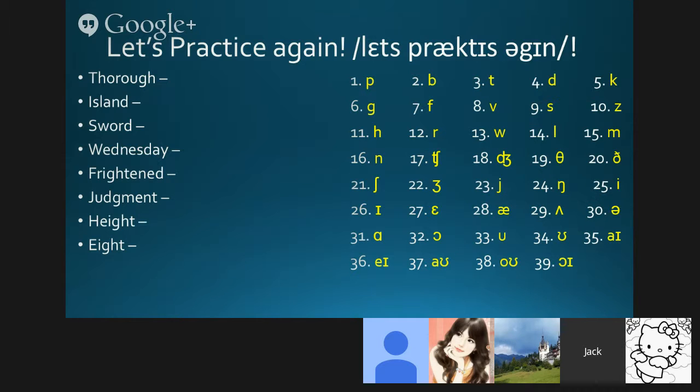Would anyone like to try using the Verbling chat to enter a number to try to guess what the sounds are in "thorough"?